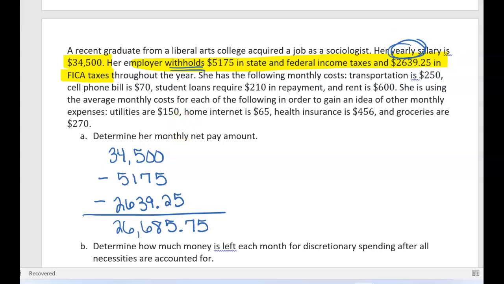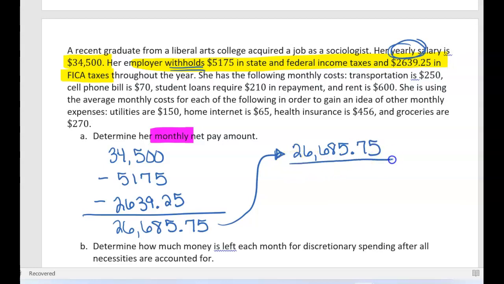And the question has asked for me to determine her monthly salary. So we want to take her $26,685.75, and we want to divide that by 12 months in a year to see what she's going to bring home each month. And we will see when we do this division, we get $2,223.81 is what she brings home a month.